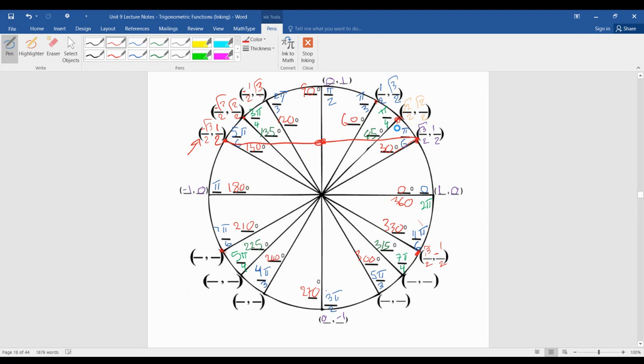And then this point and this point, the x coordinate is root 2 over 2, same thing. And the y coordinate is negative root 2 over 2. And this point here, the x coordinate is 1/2, and the y coordinate will be negative root 3 over 2.